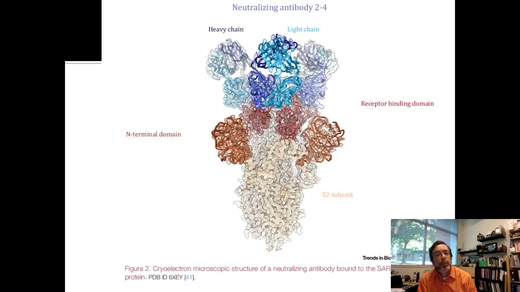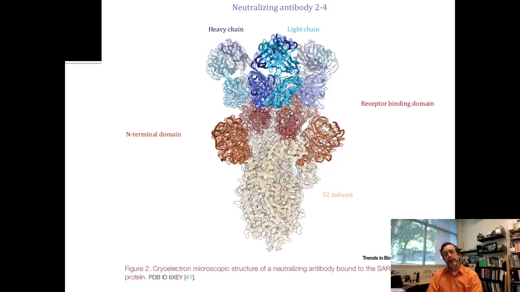I believe that this is one where the RBD has flipped up to bind the antibody. This is an antibody that binds the receptor binding domain, but it binds it in the up conformation. If the receptor binding domain is down, this antibody will work a little less well, but the good news is it fluctuates back and forth. But you can see the light chain and heavy chain of the antibody. This is just the business end, the variable region, binding to the red receptor binding domain.